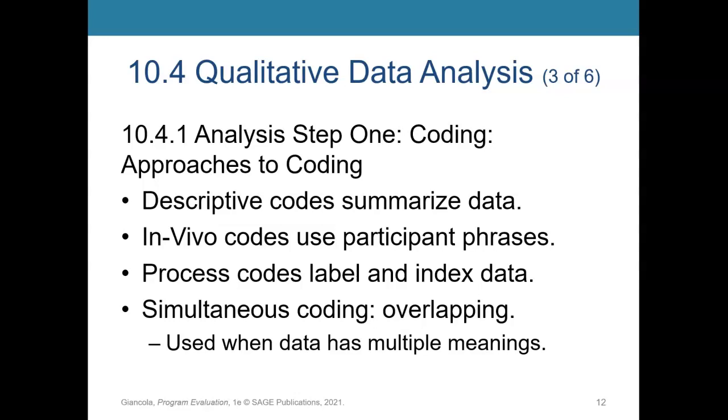An in vivo code just pulls a word or a phrase from participant language, usually put in quotation marks as a code, and use that then to emphasize a participant's voice. A lot of times it's useful when you're first starting out learning how to code and you're not sure what categories or what summary words to use yourself. Just pull some words from what the participants said and create some categories from that. And that's an in vivo code.